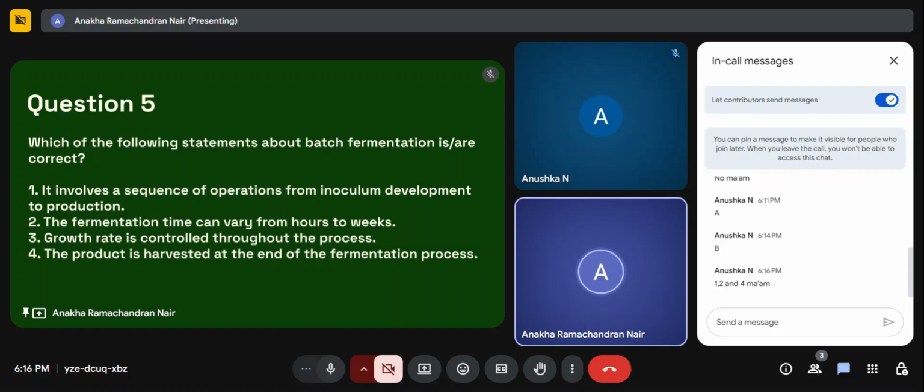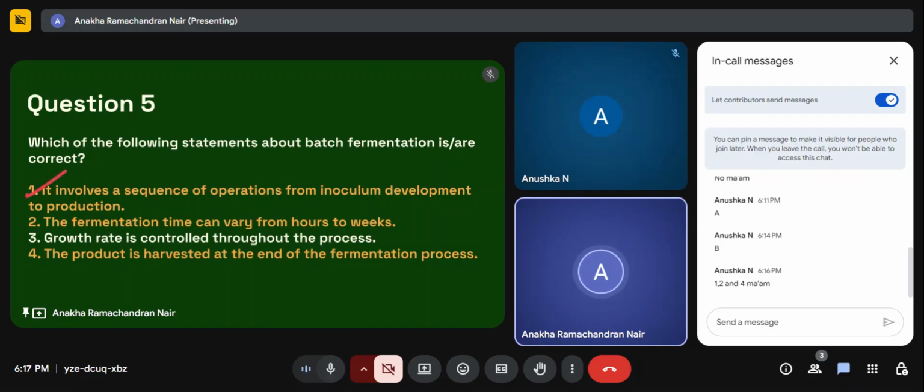1, 2, and 4. Yes. So let's check the answer. And that is correct. It is 1, 2, and 4. It does involve the sequence of operation from inoculum development. That is what cells, or what biological material, you're going to put in the bioreactor for the production. So this is correct.